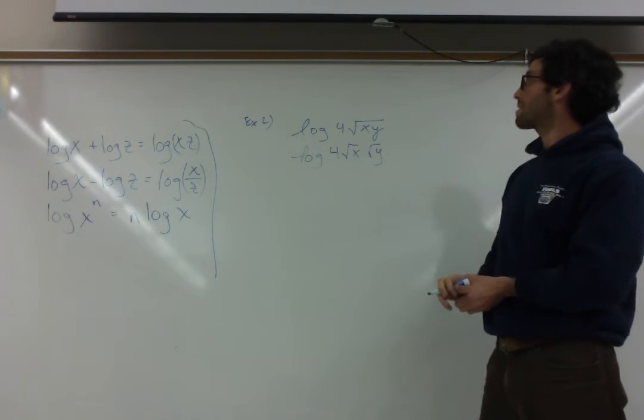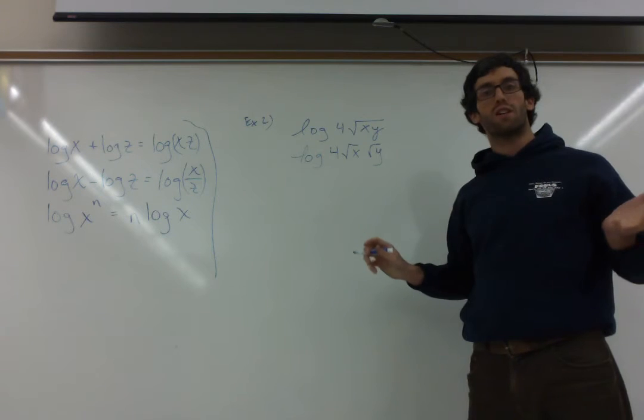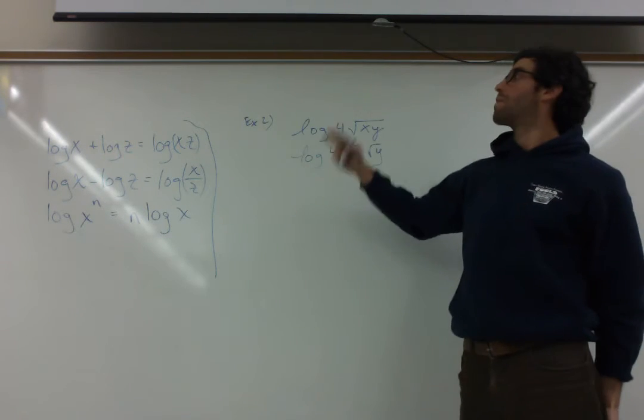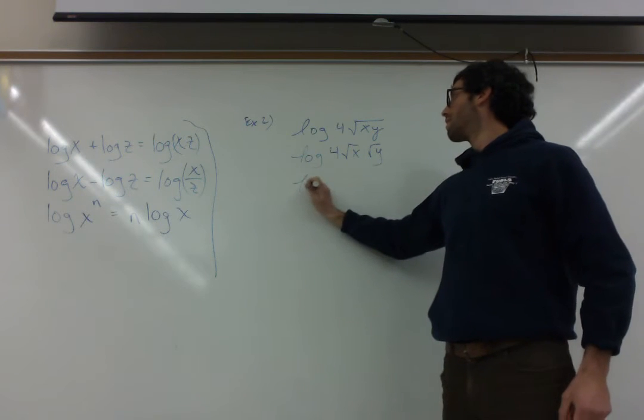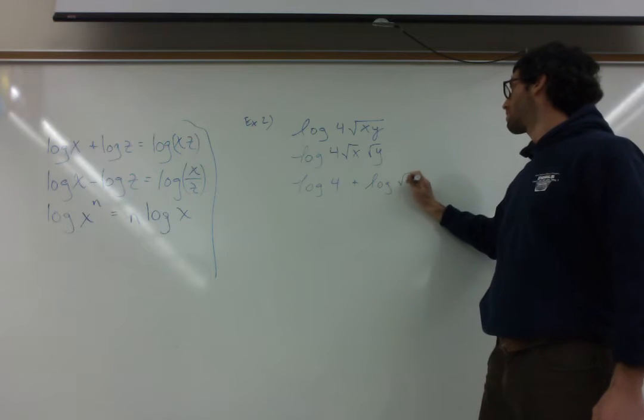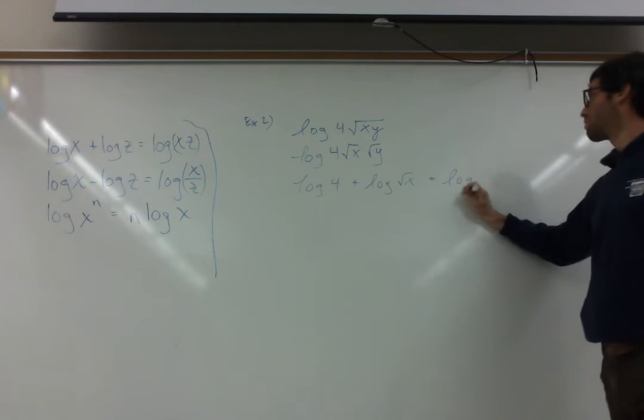All right? So next, because it's all being multiplied, there's no division, so we won't use any subtraction. We won't use this middle rule at all, but we'll use the top rule. All right? Log 4 plus log root x plus log root y.